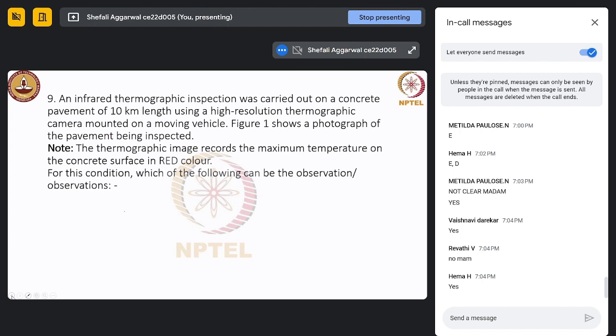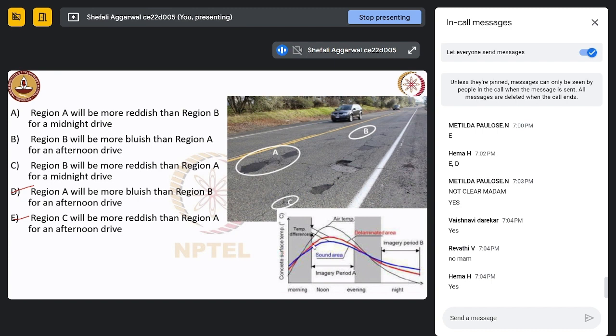Understand what exactly these three lines are depicting. The red line will depict the higher temperature, and the blue line depicts the lesser sound area, meaning the better area. So in the first option, region A in midnight will be more reddish, which means more delamination will be there in region A at night time. Is that correct? It is the wrong answer, right?